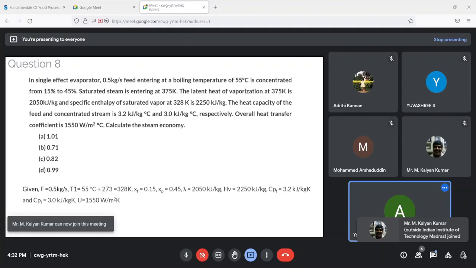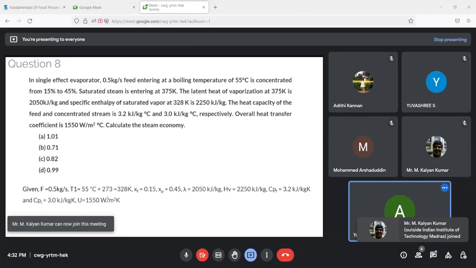So you again have all the givens, which is F 0.5 kg per second, T1 which is 55 degrees Celsius plus 273, that is 328 Kelvin, except that the solids in the feed is 0.15, solids in the product is 0.45, latent heat of vaporization is lambda, which is 2050, your enthalpy of the outlet vapor is given 2250, CPF is given, and CPL, that is the heat capacity of the feed and the concentrated stream, are given.